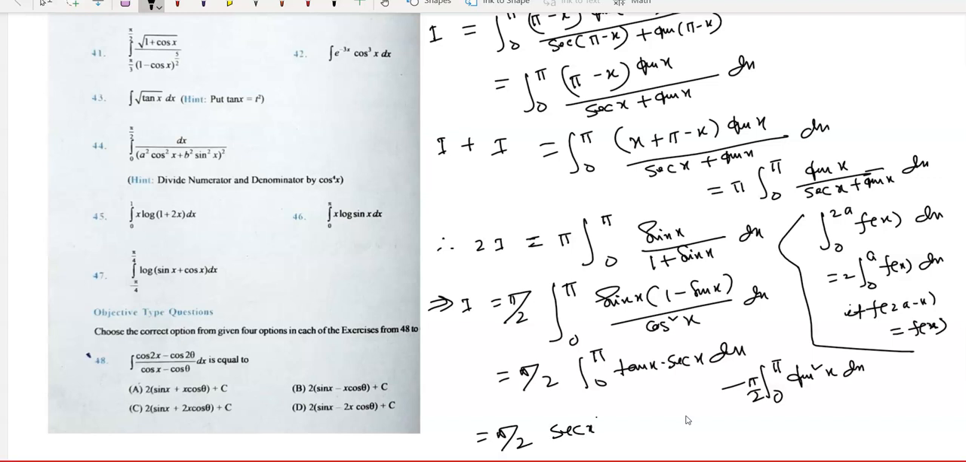This is sec x, 0 to pi. This is sec square x minus 1. Okay.